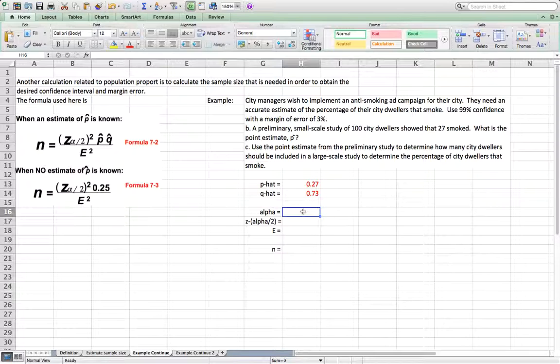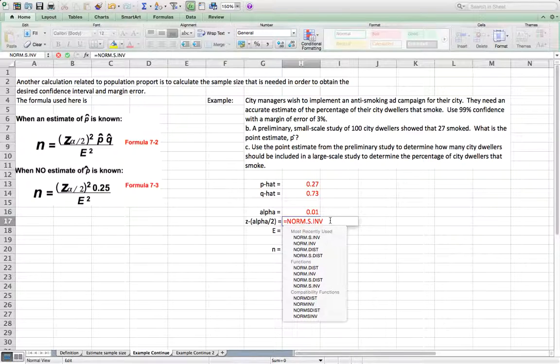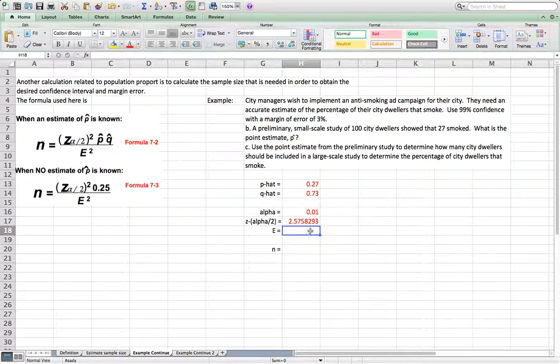Okay, so again, we first calculate alpha. Alpha is 1 minus 0.99, right? Then z alpha over 2 equals normal standard inverse. Then the probability is 1 minus alpha over 2, because the probability is on the left side of this z-score. But alpha over 2 is the right tail, so you do that. Then you calculate E. This time your E is given, still 0.03.